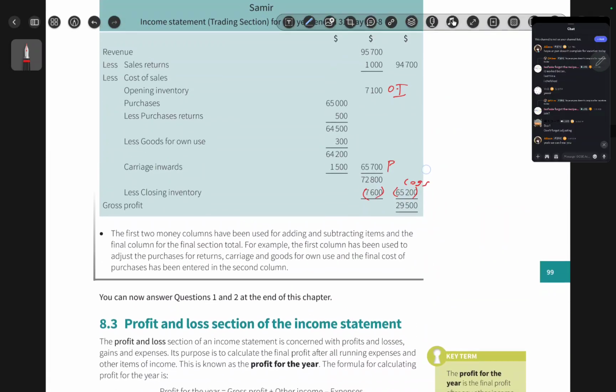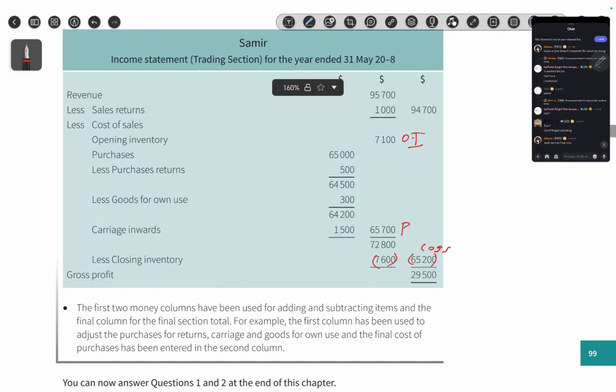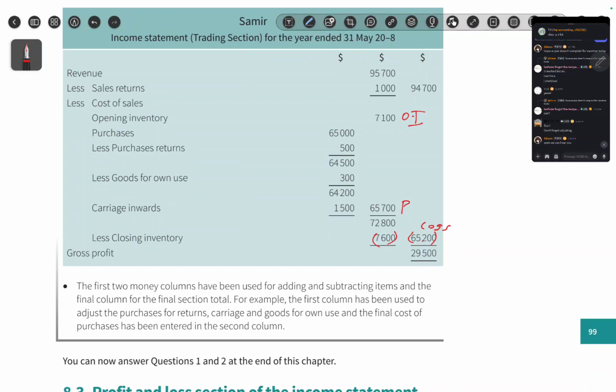Okay, so that's how you do the calculation till your gross profit. So you just take your sales minus sales returns to get your net sales. Then you take your cost of sales, calculate it using the formula, and then you subtract it from your total net sales, and then you get your gross profit.